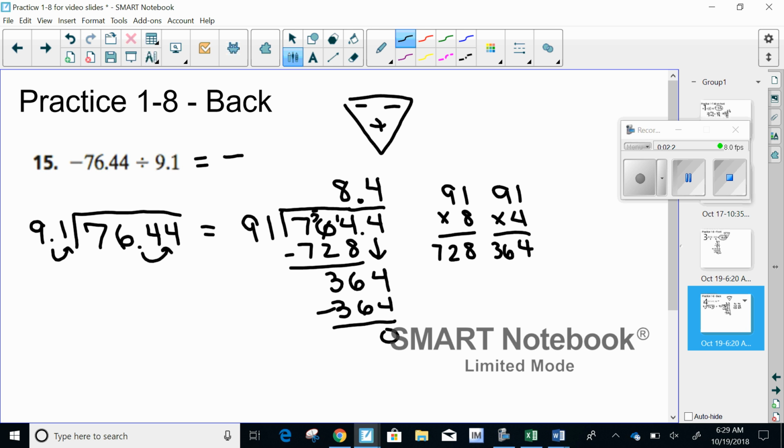So 8.4 would be my answer if everything was positive, but since we already decided our answer is going to come out negative, make sure you put that negative with your answer. It's going to be -8 and 4/10.